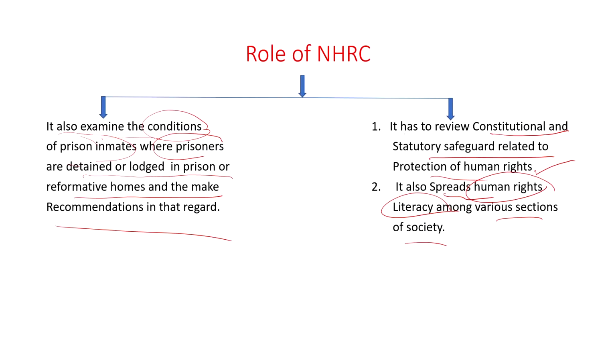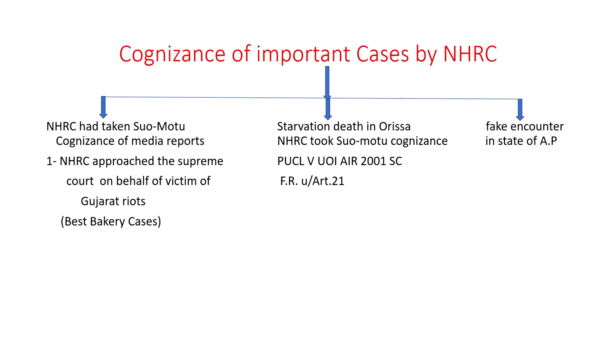So, National Human Rights Commission or State Human Rights Commission cannot take any tough action against the wrongdoer, against the police officer. This is the demerit of this commission, and it is many times said that these two commissions do not take any effective action against the wrongdoer. Now, let us understand the cognizance of important cases which I have highlighted in this slide.